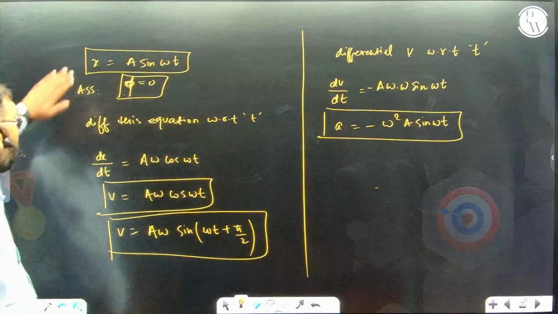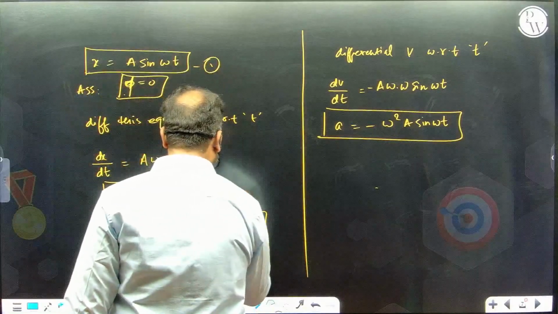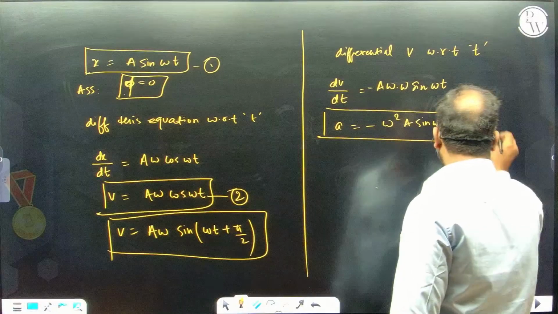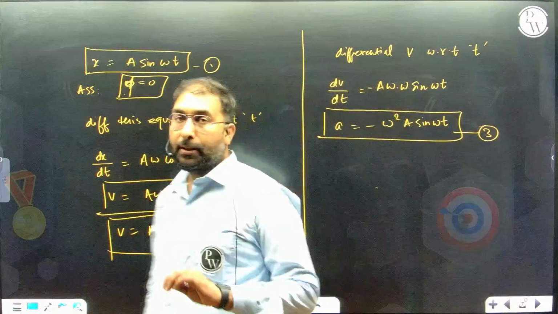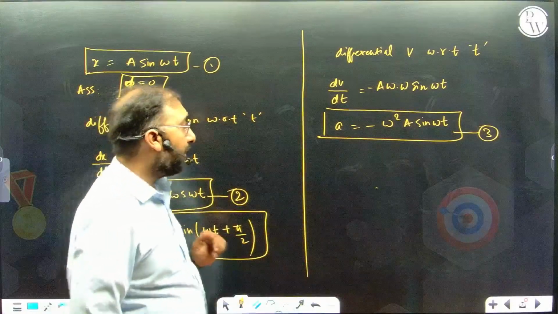So I have also written the equation of acceleration of the particle. This is the equation of displacement, I am writing this as equation number 1. This is the equation of velocity, equation number 2. And this is the acceleration equation, equation number 3. So I have written the equations for displacement, velocity and acceleration for the particle performing SHM.